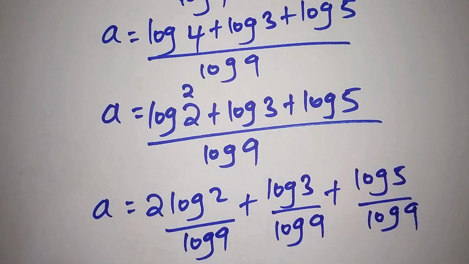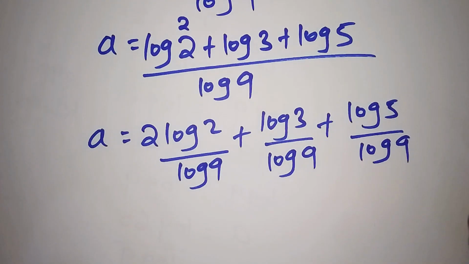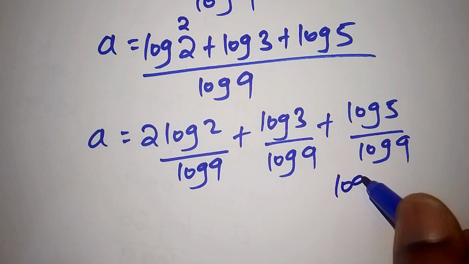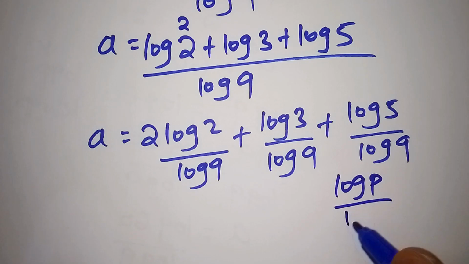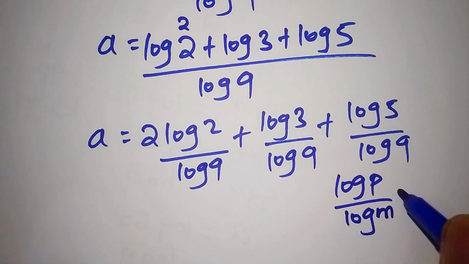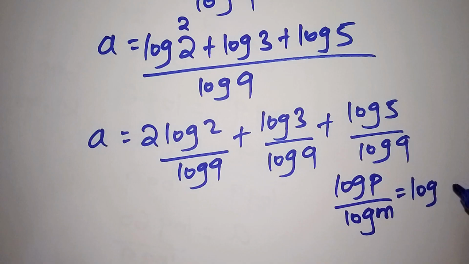Assuming that we have, for example, the log of p all over the log of m, this can be written as the log of p to the base of m.